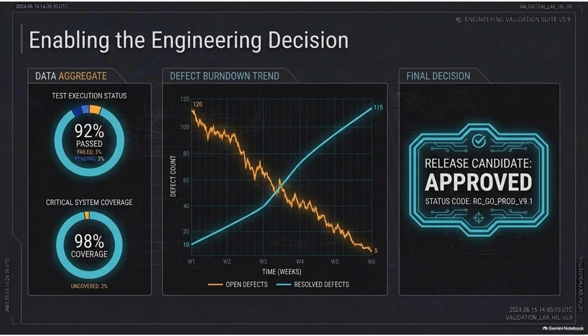At the end of the project, we look at the data aggregate. If we have 92% of tests passing and 98% system coverage, and our defect count is actually dropping, the trend is dropping, we can finally hit that approved button for the release candidate.